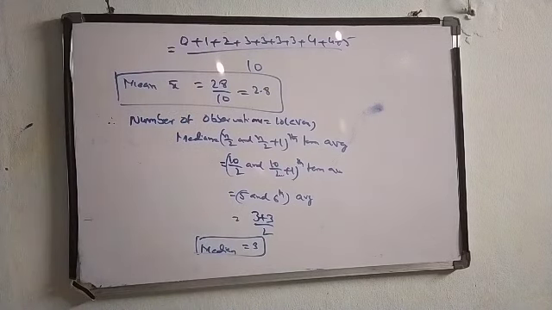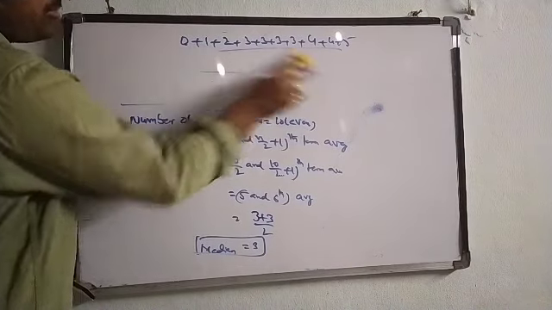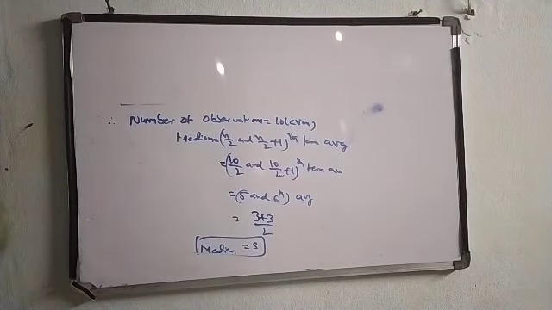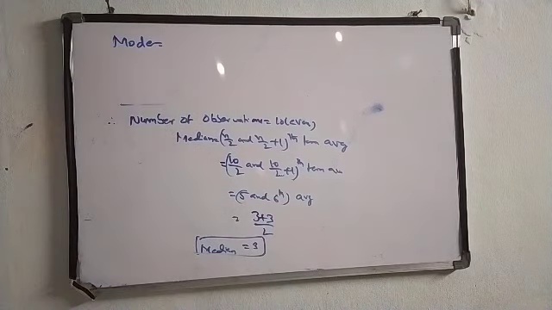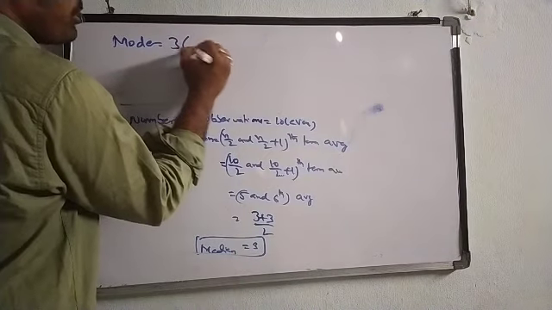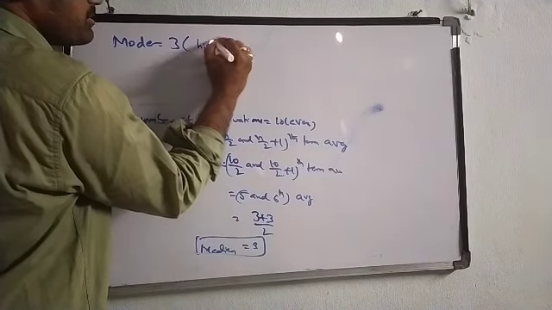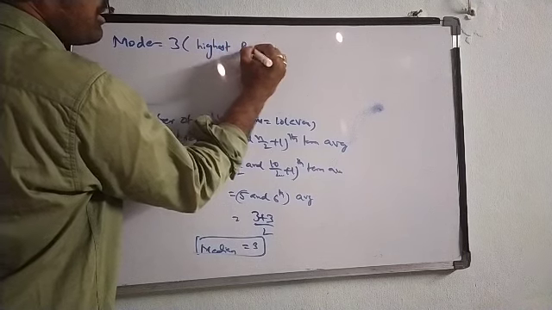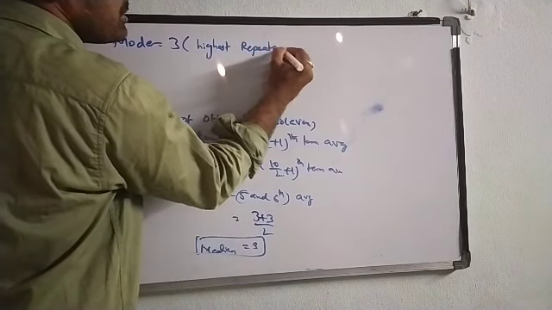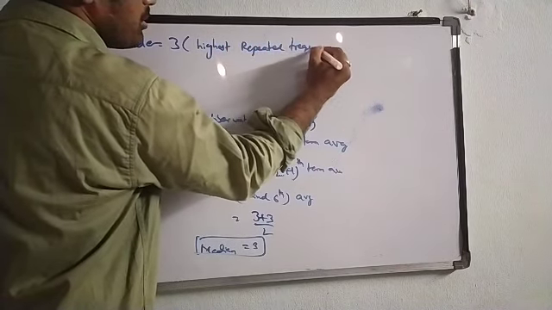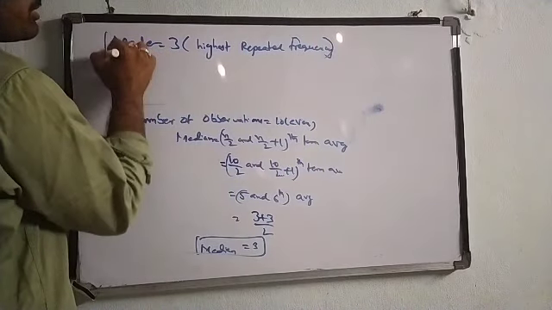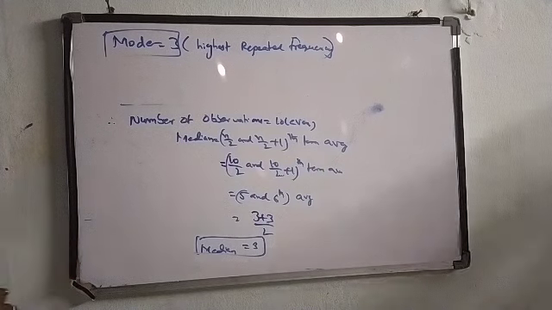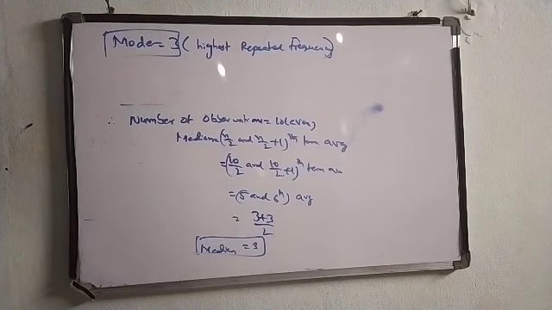Next we have to find out the mode. So for the mode, we can write the answer directly. The mode is 3. Why? Because it is repeating the highest number of times, the highest repeated frequency. So the mode answer will be 3. So this is the way of finding the mean, median and mode of any data.